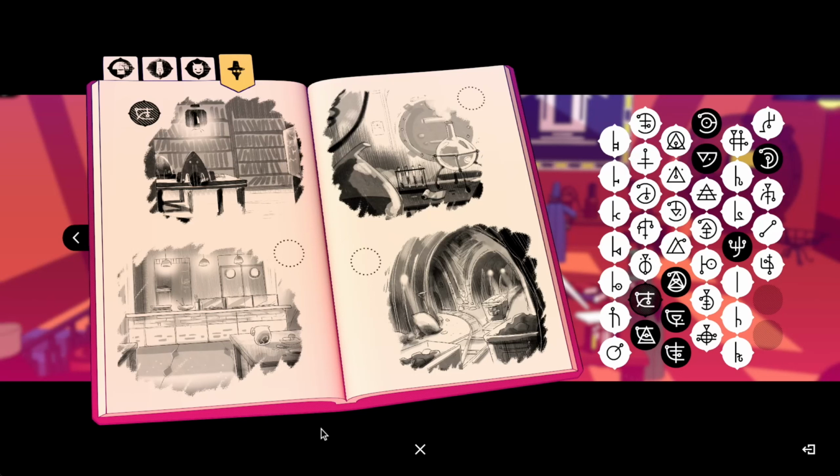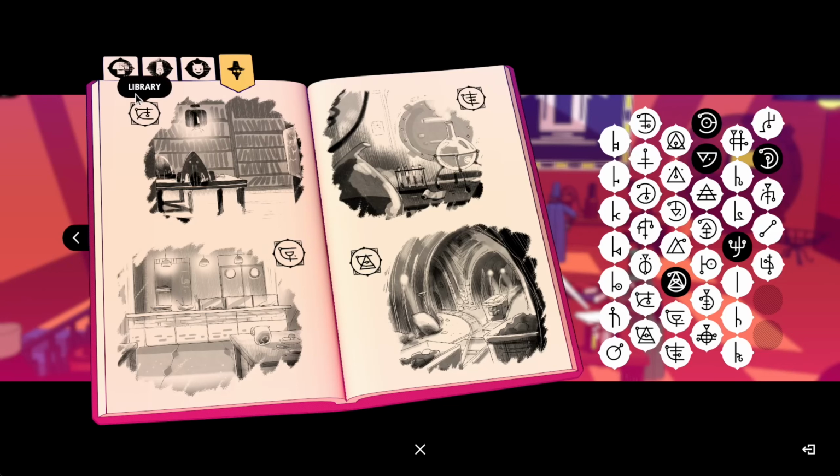I think the bottom left one is the Good Eaten. Yeah, the cafeteria. The top right one, what we said was keys, but it's probably lab. And then mines. That bottom right one is mines. So yeah, library. Refectory. No, it's Good Eaten. Mine. And laboratory. Okay.